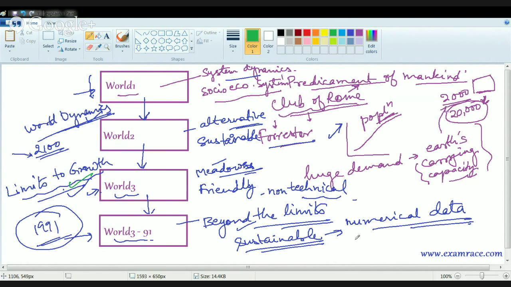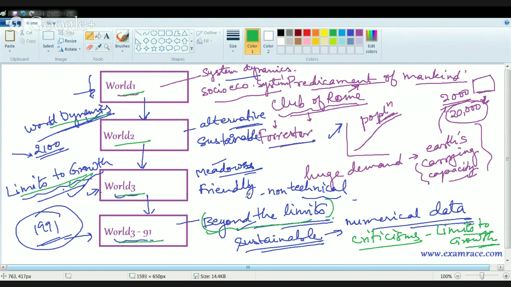So all the criticisms that were brought in by Limits to Growth were slowly and gradually tried to be incorporated and corrected in the Beyond the Limits model. So we have a series of models here. You have the World 1 model, then the World 2 or World Dynamics, then the World 3 or the Limits to Growth, and World 391, that's Beyond the Limits.